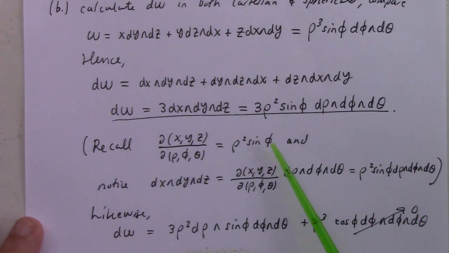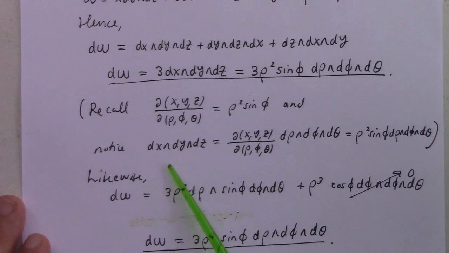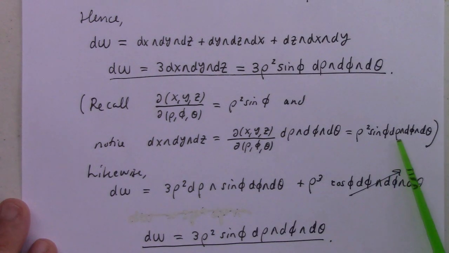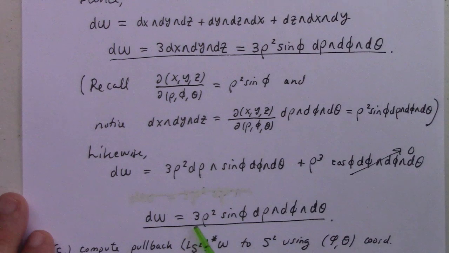But, by the way, fun fact, the Jacobian determinant that you learned in Calculus 3 is how the differentials of the Cartesian relate to the differentials of the spherical, and as such, dx wedge dy wedge dz is also equal to rho squared sine phi d rho d phi wedge d theta, which gives us, of course, also that d omega is 3 rho squared sine phi. So anyway, it all works together.